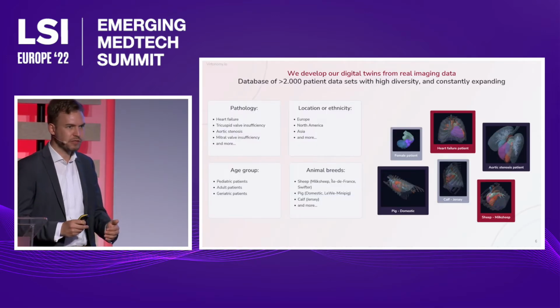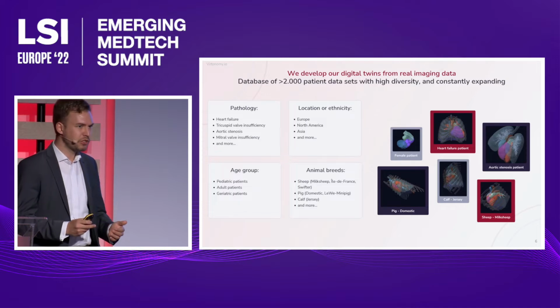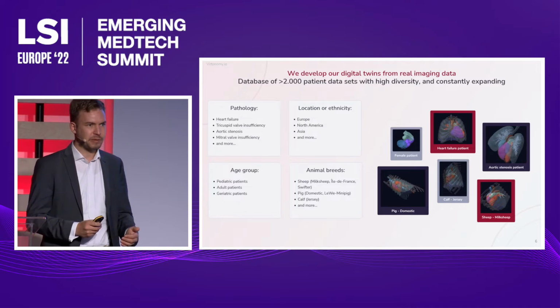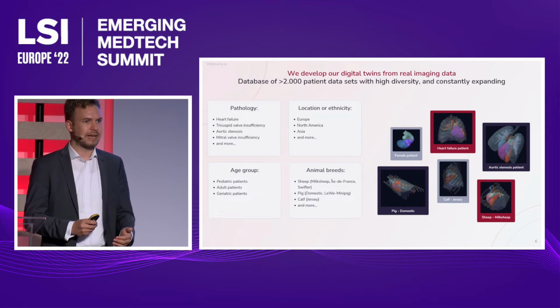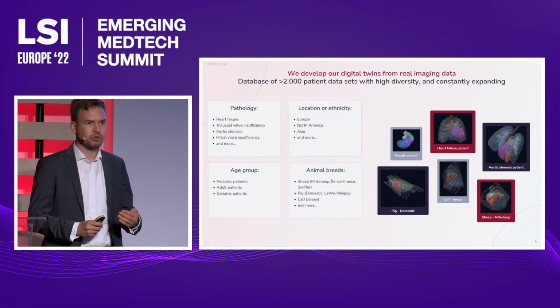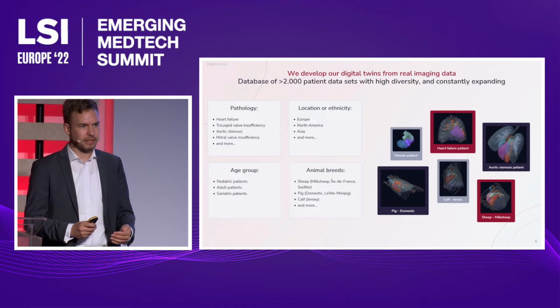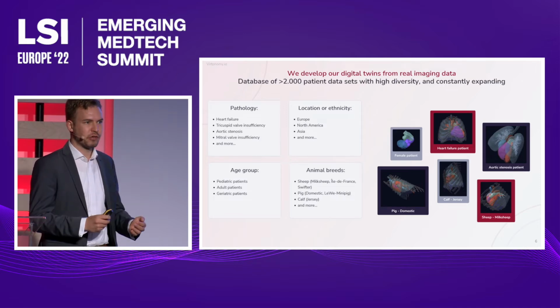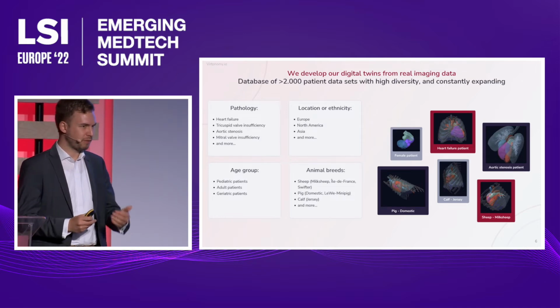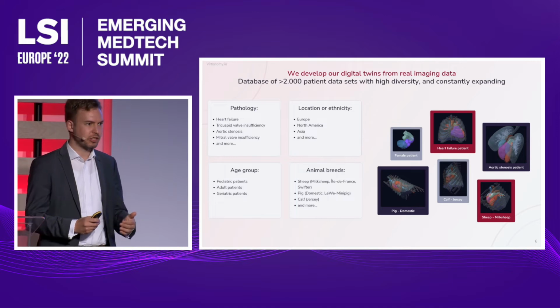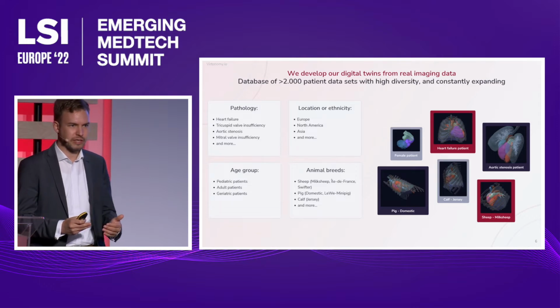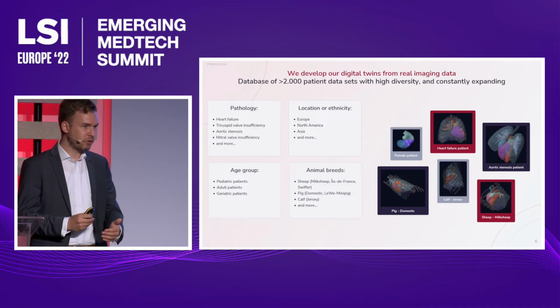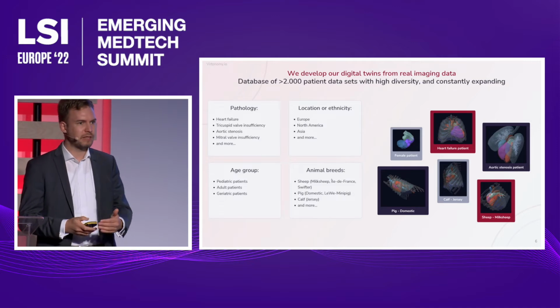Relating to the cardiovascular domain and to the pathology, we are addressing heart failure patients, but also all kinds of heart valve diseases like mitral valve disease and tricuspid valve disease, also different ethnic groups. Data is coming from Europe, but also North America and Asia. Different age groups, like we have pediatric data, but also adult and geriatric data, and different animals. So we also have in our database animals like sheep, calf, and pigs that you can use to test your device, to find the right animal type, but also the transition from the animal to the human being.